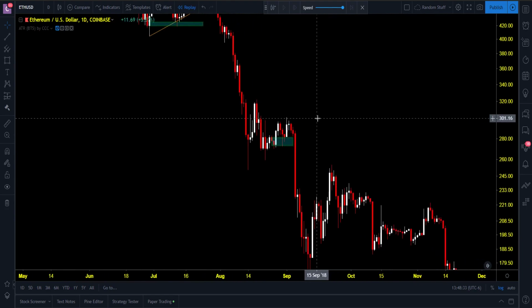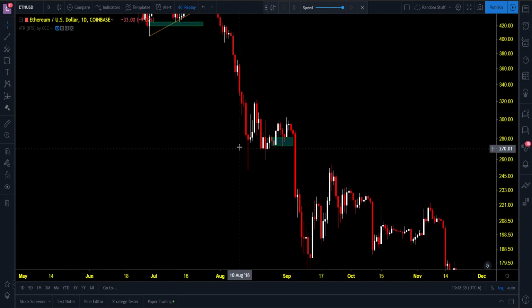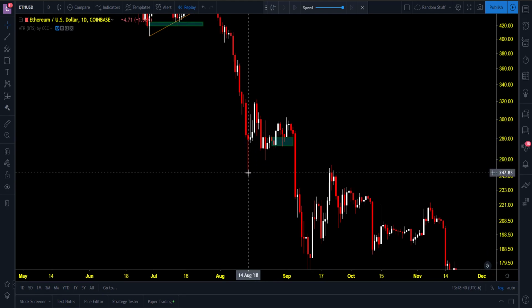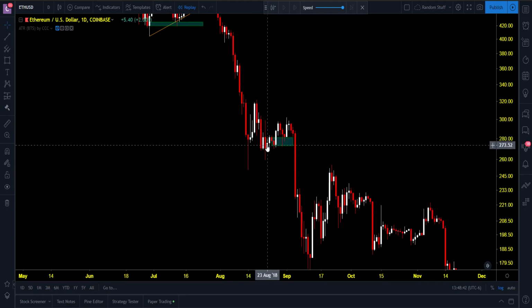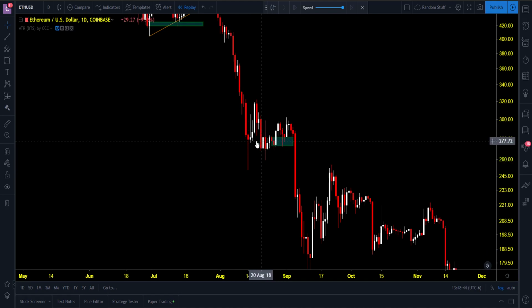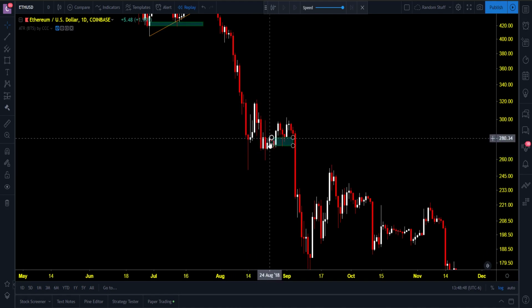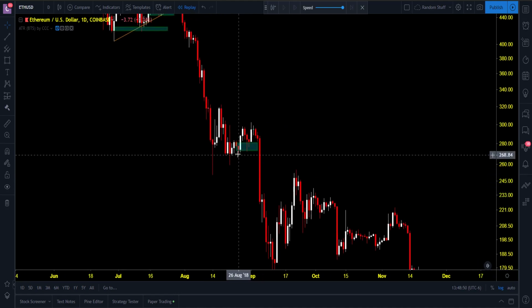So you can see here, I'm just going to use this one as an example of why these aren't SFPs. This wicked below, right? It wicked way down here, but it closed up here. These are closing below, so these aren't SFPs. These are all basically closed candles going back and forth. This is more of a range. And then we'll continue here.